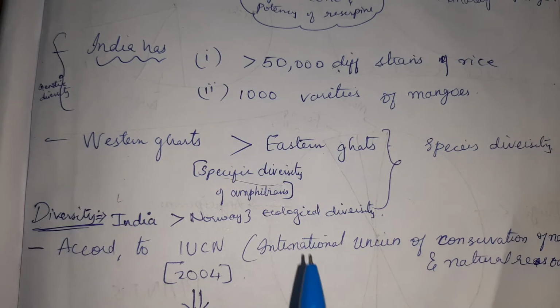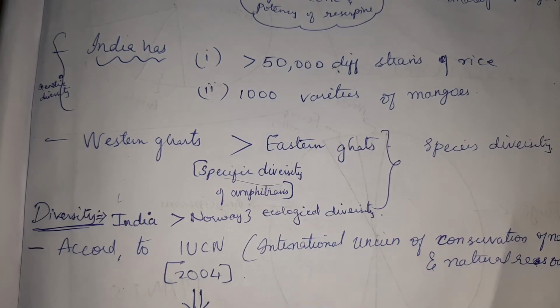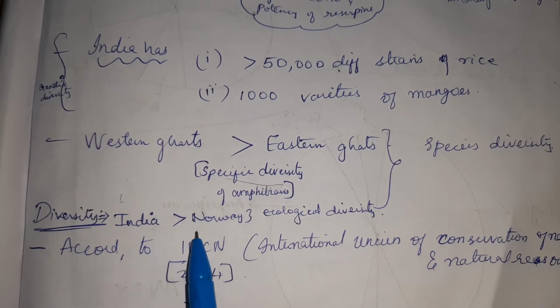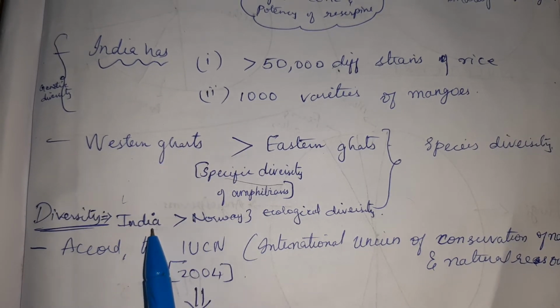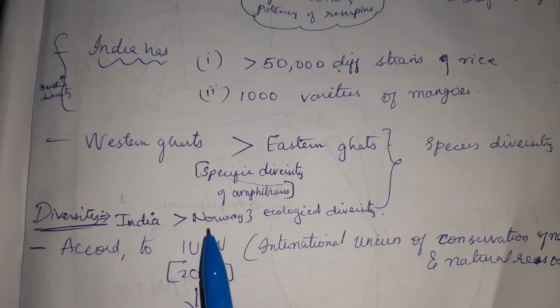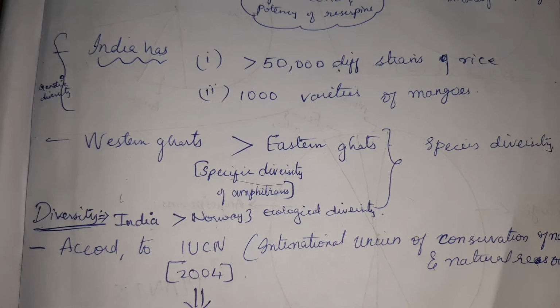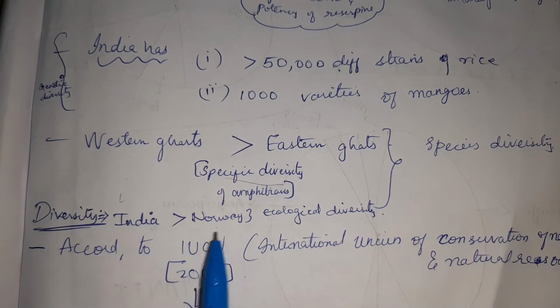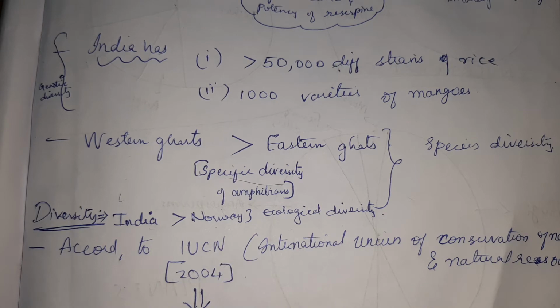Now the third term which we have is ecological diversity. Here we compare that India is more ecologically diverse than Norway, as India is a tropical country. India has deserts, rainforests, mangroves, coral reefs, wetlands, estuaries, and alpine meadows, while Norway, being a Scandinavian country, does not have all this. When we compare ecosystems of two different nations, it is known as ecological diversity. India has more ecosystems than Norway.